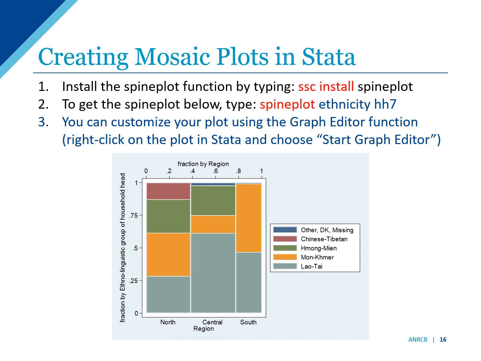To create a mosaic plot in Stata, you may first need to install the spineplot function by typing ssc install spineplot. Then you type the command spineplot and the variables you'd like to include in the plot. This is the default format for a mosaic plot, but you can further customize your plot with color, font, title, placement of the legend, and you can even change the axis labels if you wanted it to read proportion by region or something else. To do so, right-click on the plot in Stata, and a menu will appear where you can select Start Graph Editor. Then you can right-click on any part of the chart to open a menu to change options.